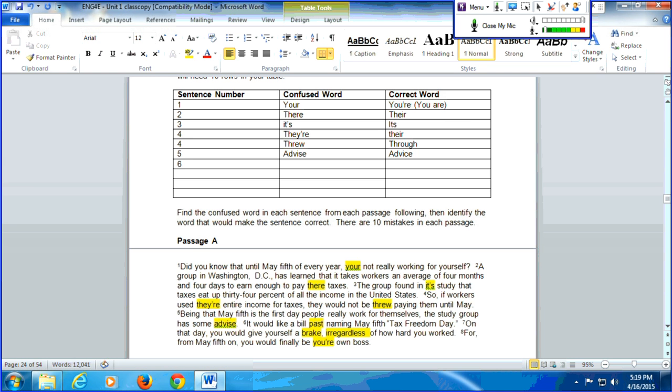So our 6th one says, it would like a bill passed naming May 5th Tax Freedom Day. So passed is past tense. You want passed, as in they passed the ball to you, which is PASSED. So a bill passed naming May 5th Tax Freedom Day. On that day, you give a break. That's brake, as in the brakes on your car. Not break, if you're going on a coffee break or a lunch break. Still in paragraph sentence 7.